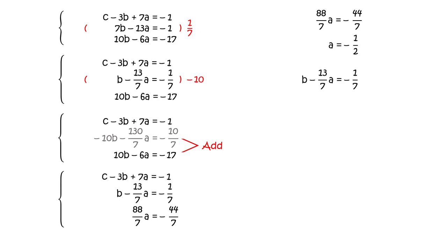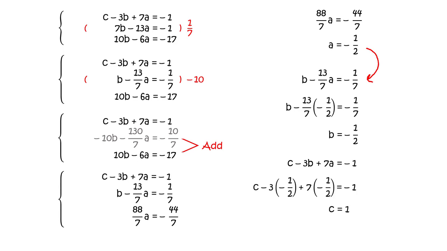Next, solve for b by using the second equation. Substitute -1/2 for a and simplify. You find that b is equal to -1/2. Next, substitute -1/2 for a and -1/2 for b in equation 3. Simplify and you find c is equal to 1. Therefore, the solution is -1/2, -1/2, 1.